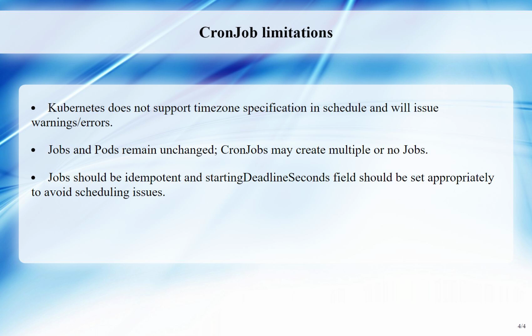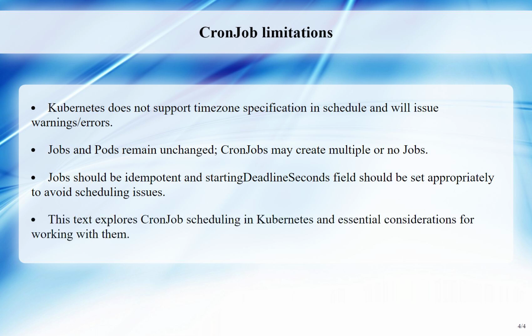It explains how missed schedules are counted by the controller, especially when the startingDeadlineSeconds field is set. The example provided illustrates scenarios where a cron job controller being down affects the scheduling of jobs, highlighting the importance of setting appropriate values for startingDeadlineSeconds and concurrencyPolicy. In conclusion, the text emphasizes the responsibility of a cron job in creating jobs that match its schedule, while the job manages the pods it represents. It provides insights into the intricacies of cron job scheduling and the considerations that need to be taken into account when working with cron jobs in Kubernetes.